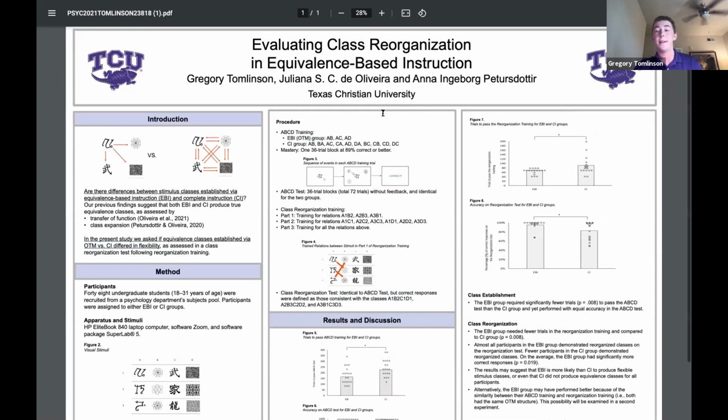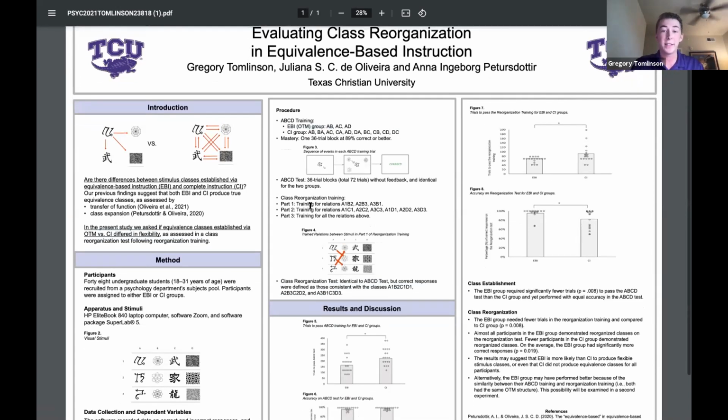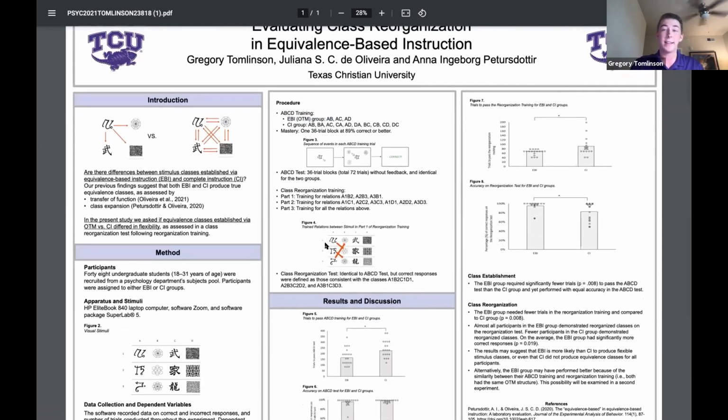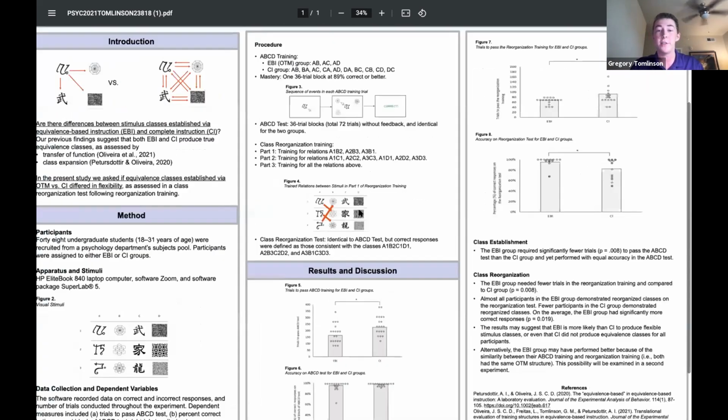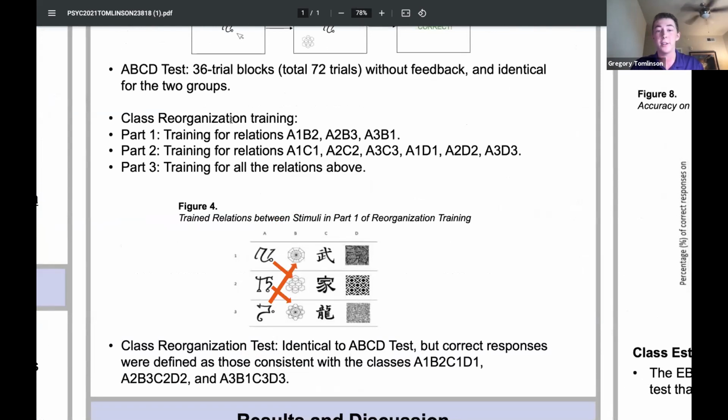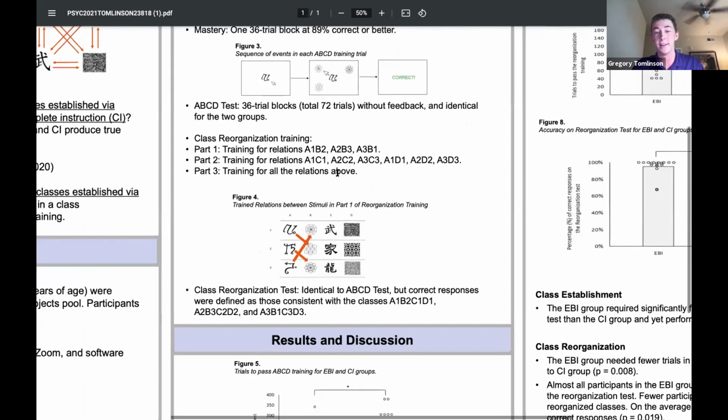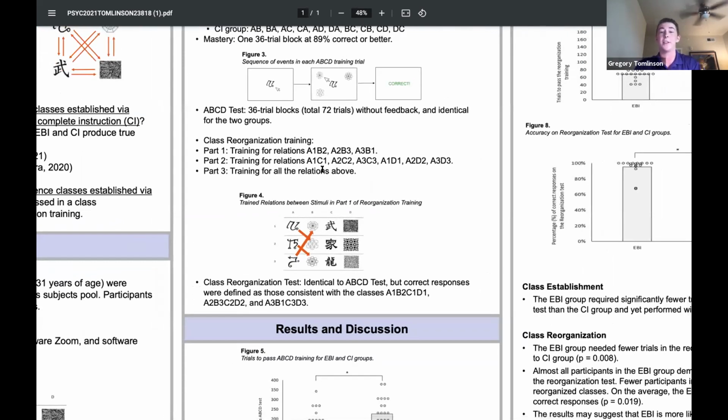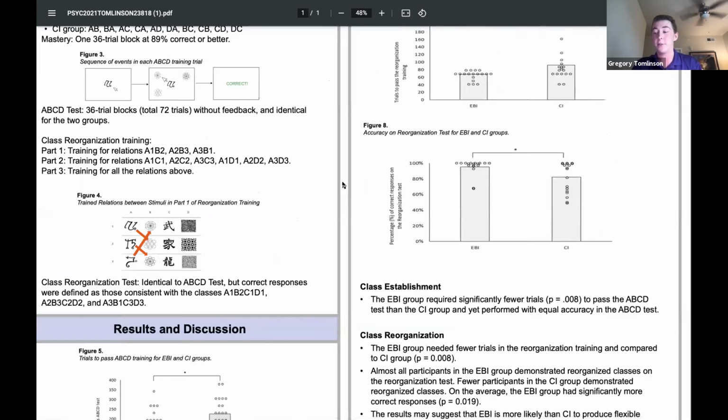Yeah, I'm a junior actually, and I've been in the lab since my first semester sophomore year. So I've actually been looking at EBI research since then, and it's been really exciting. But this is a study that we did last year, and we're currently doing a follow-up to it, in that we're just changing the class reorganization so that it matches more of a complete instruction versus the EBI that we see here. We just want to see if these results stay the same.